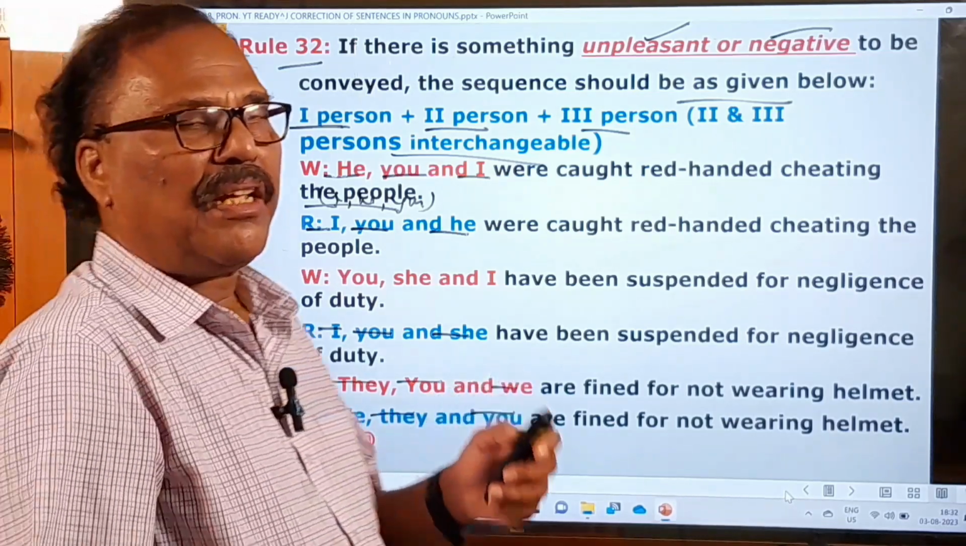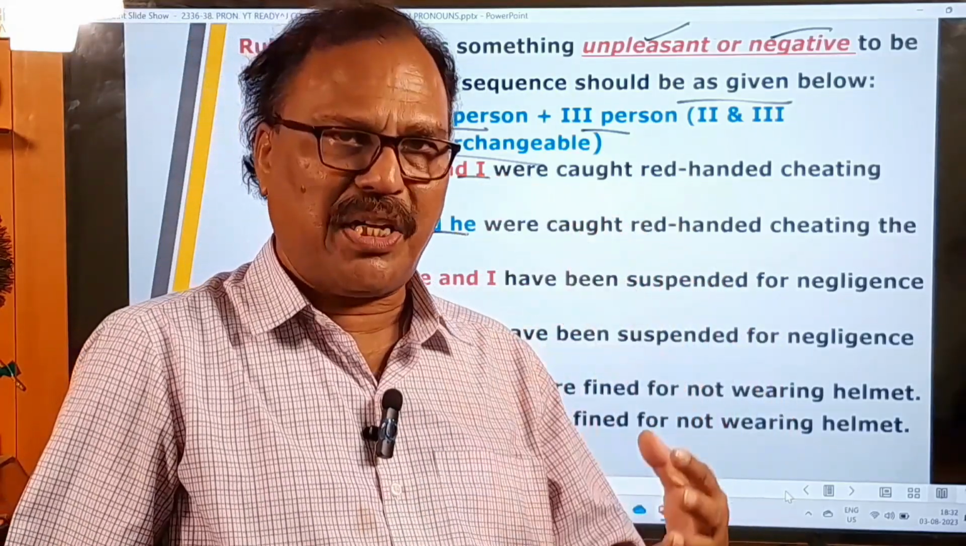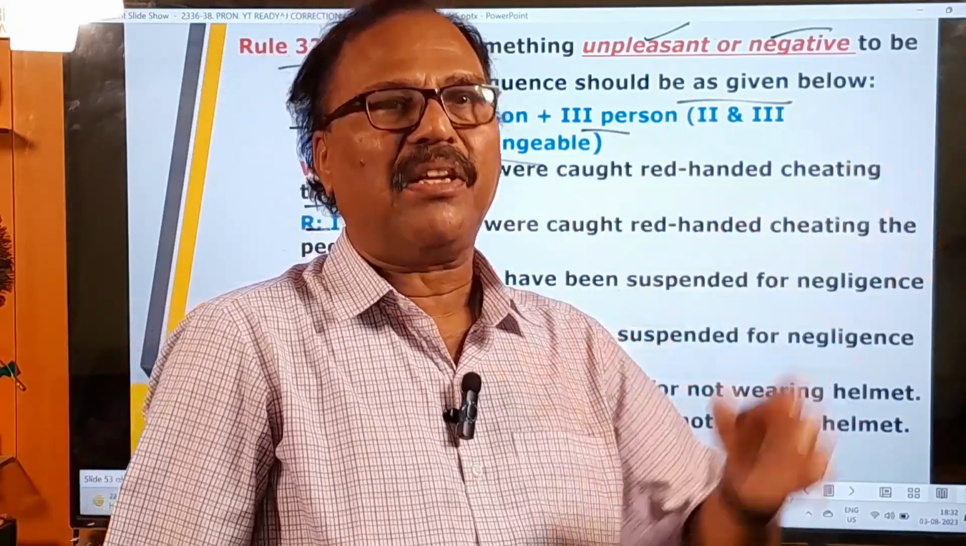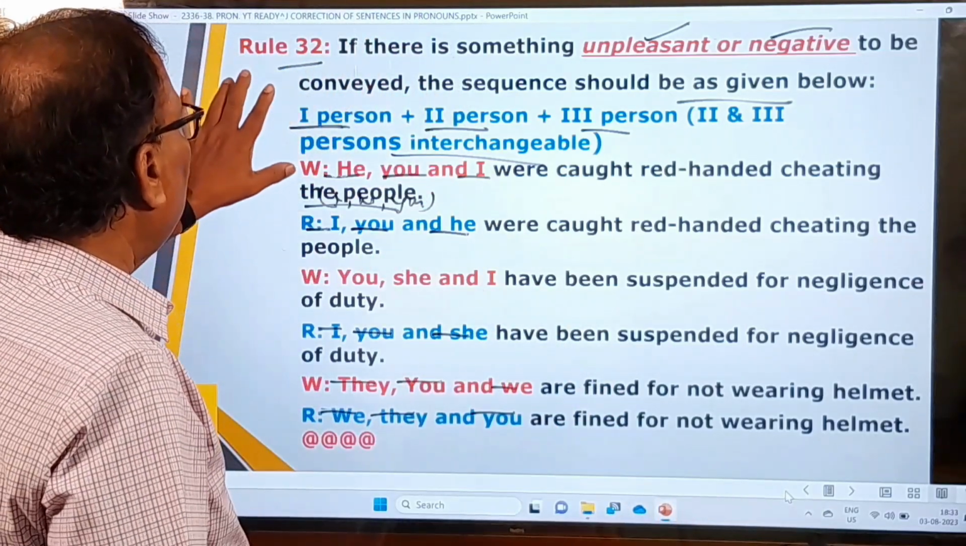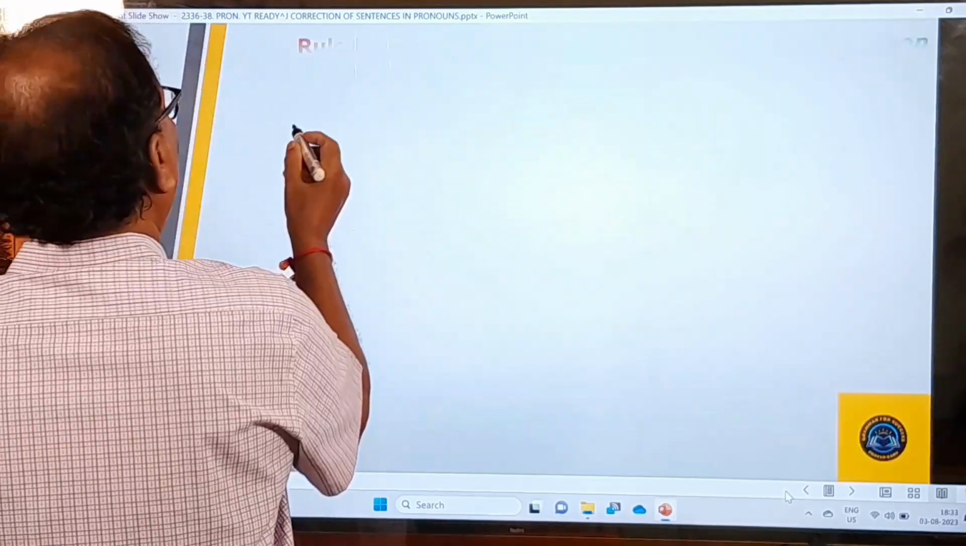Please remember the order of personal pronouns to be mentioned when you speak to others. When you are conveying some good news, the order must be something different. And when you convey some bad news or unpleasant news or negative news to somebody, the order of persons to be mentioned must be different. So please keep these 30th, 31st, 32nd, these three rules are very, very important.